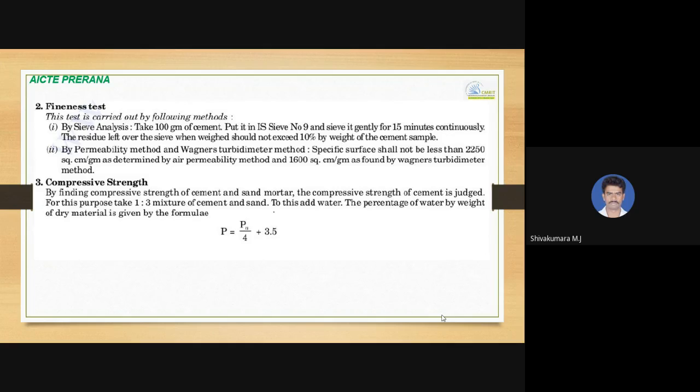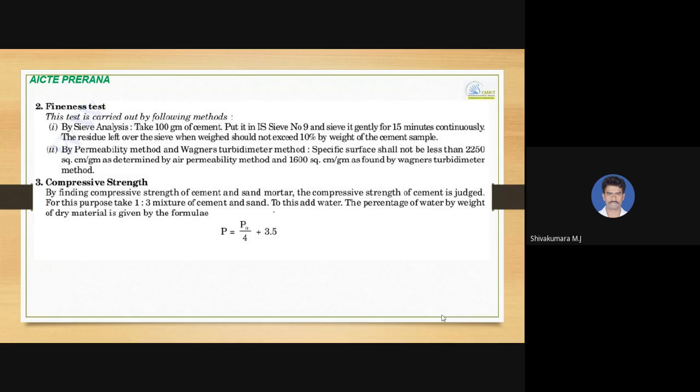So we have the equation K into root T, where K is the apparatus constant and T is the time taken to draw a definite quantity of air through the prepared cement bed of porosity 0.5. The apparatus we use here is the Blaine's air permeability test apparatus. It consists of one U-tube manometer, and a standard liquid is filled inside that, and there is a pressure bulb to control the liquid at different levels.